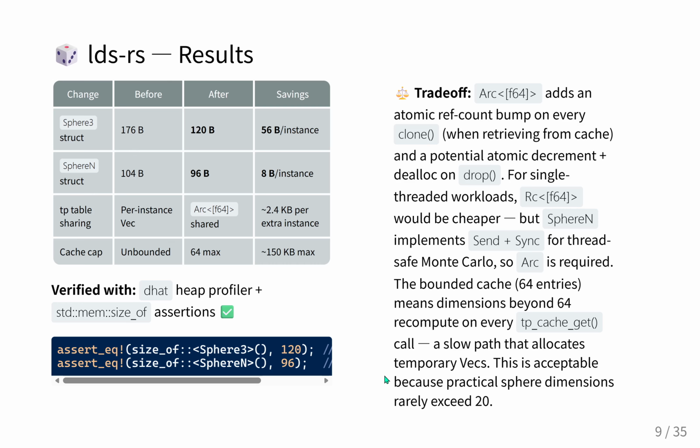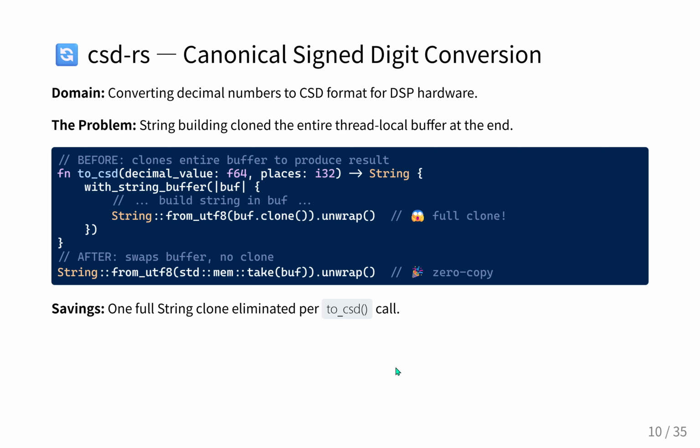But let's flip the perspective, though. What if you're dealing with data that does change, where you can't just share a read-only table? That brings us to the CSDR library. The canonical sign digit conversion one? Right, they had a classic string building problem. Inside a really heavy conversion loop, the program was building a string buffer, and at the end of the loop, it would clone the entire thread local buffer just to hand it back to the caller.